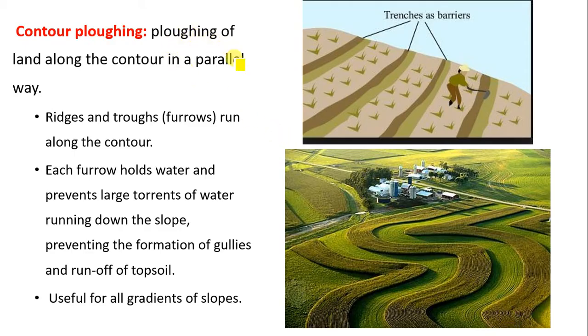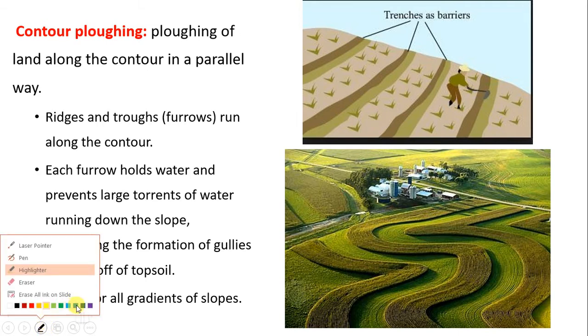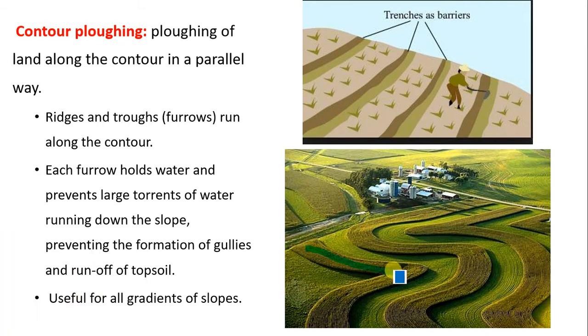Now, ploughing of land along the contour in a parallel way. Ridges and troughs, that's furrows, run along the contour. So along this contour, you have a ridge here. Let me change the color because it seems similar. You have a ridge here. Then you have a trough here, a ridge here, and a trough here, parallel along the contour.